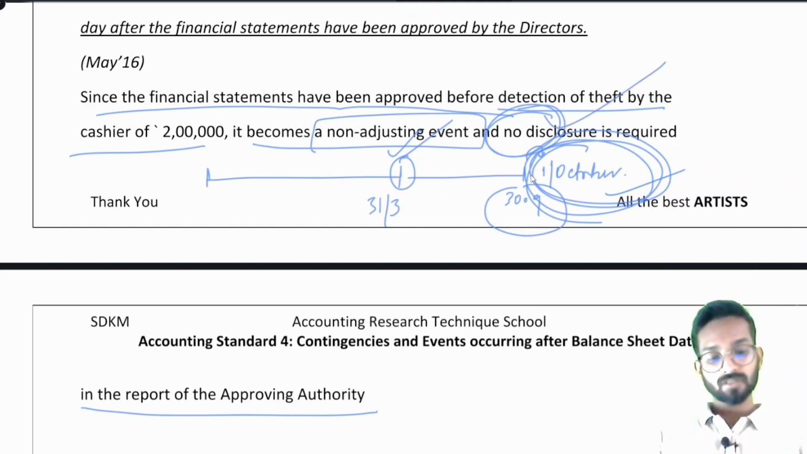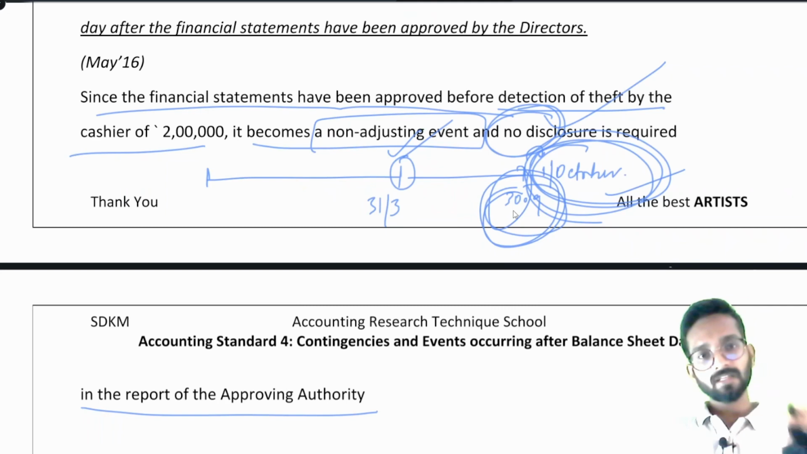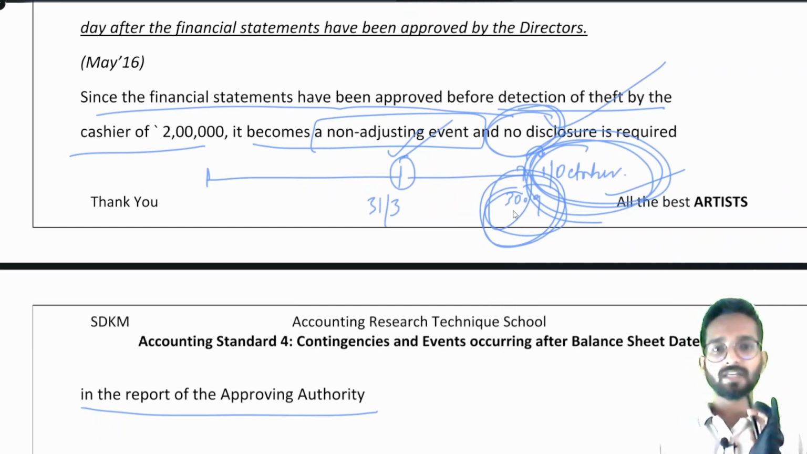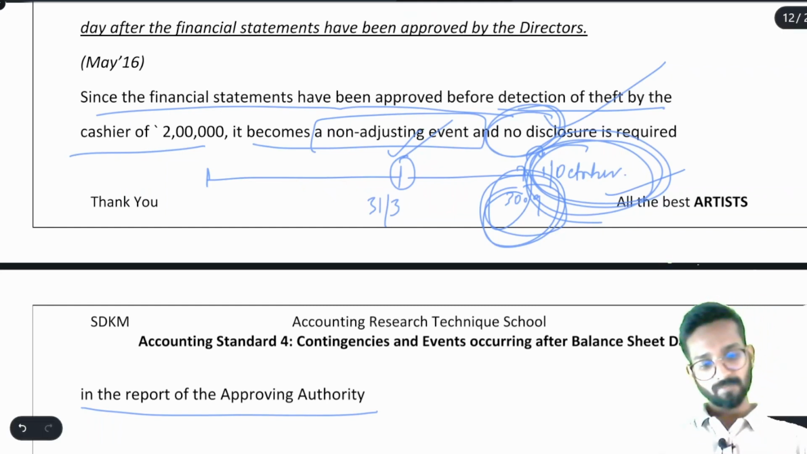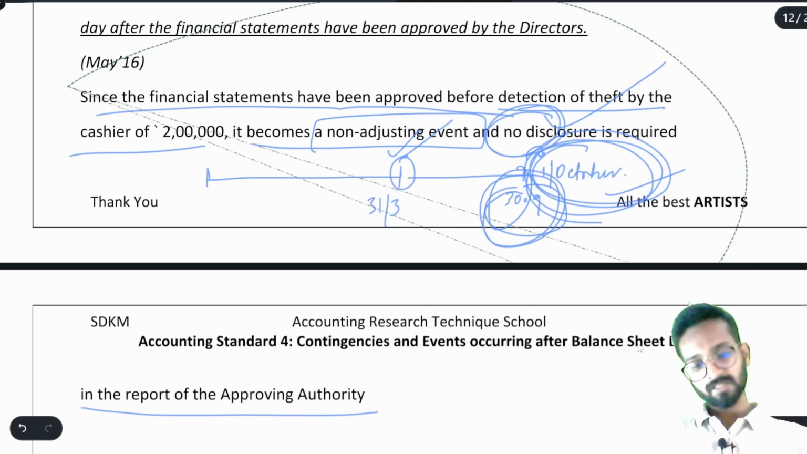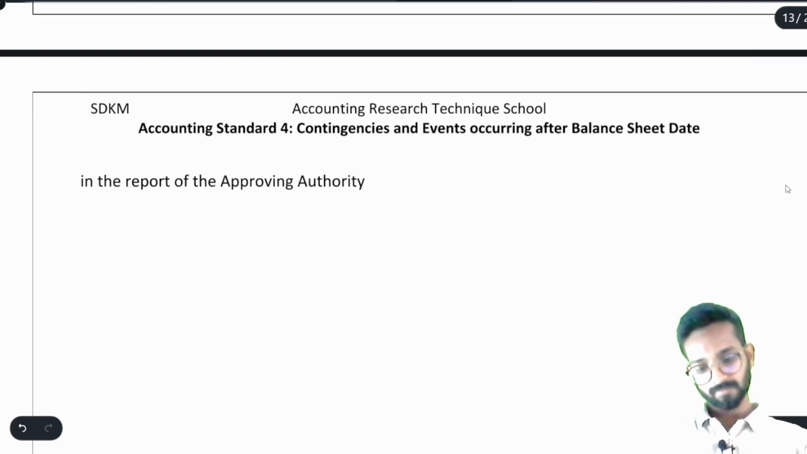Why? Because your date of approval is 30th September. Understand this. On 30th September, the directors had already approved the financial statement. The next day you found out. So now you cannot make any changes, because they have already approved the financial statement. Understood? It is very simple. If they have already signed the financial statement, where will you make the changes? After this, check.